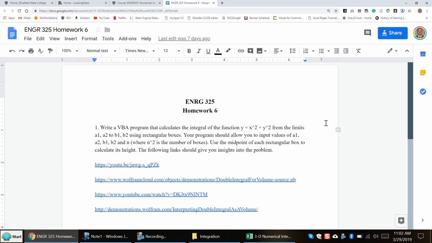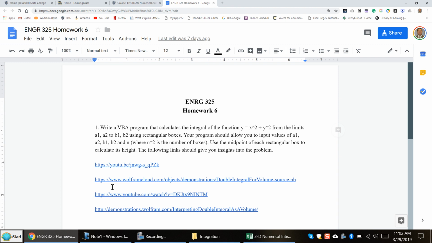So what I want you to do is just write a program where you input these limits, and then n, where n squared is the number of boxes. So if you type in like n is equal to 10, you'll actually calculate a 10 times 10 grid. Otherwise, if n was the total number of boxes, then you'd have to take the square root of n, closest integer to that. So it's just easier to say n, so if you want 100 boxes, do n of 10. Whereas in under area, n was actually equal to the number of intervals.